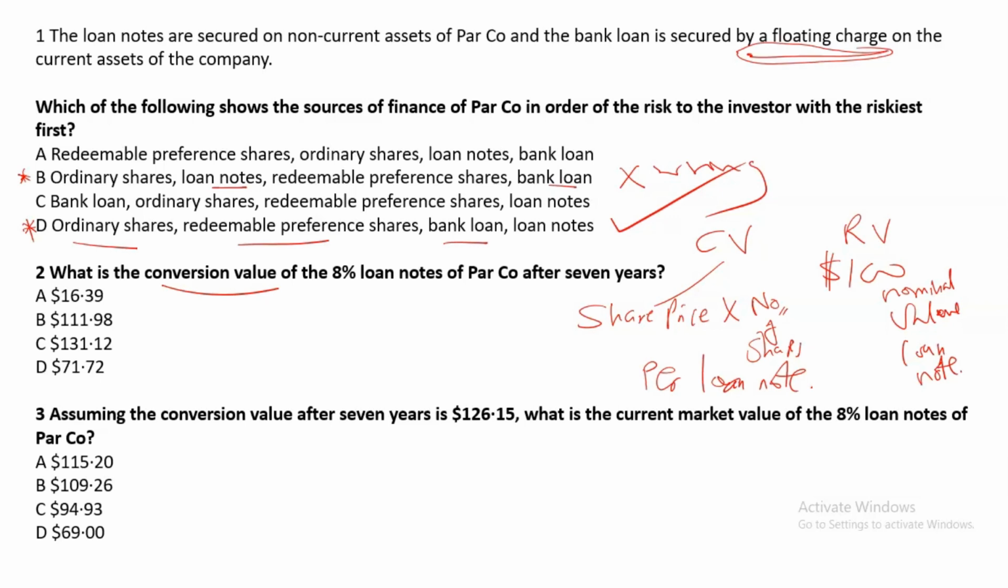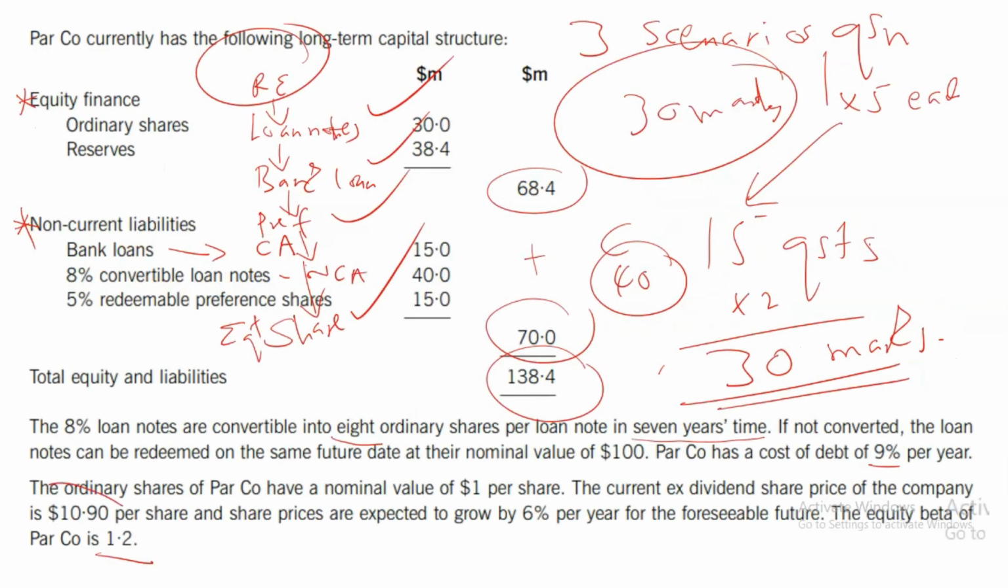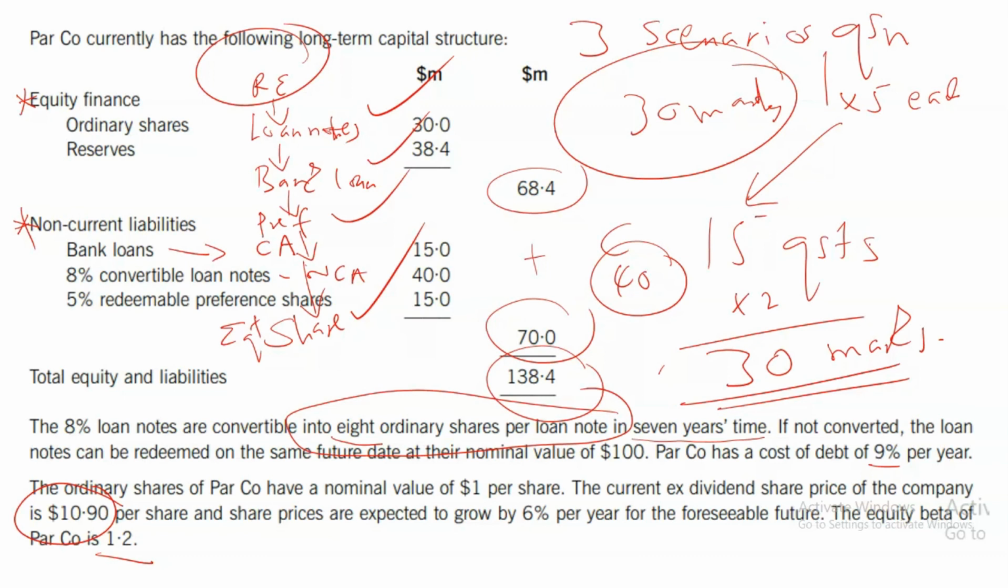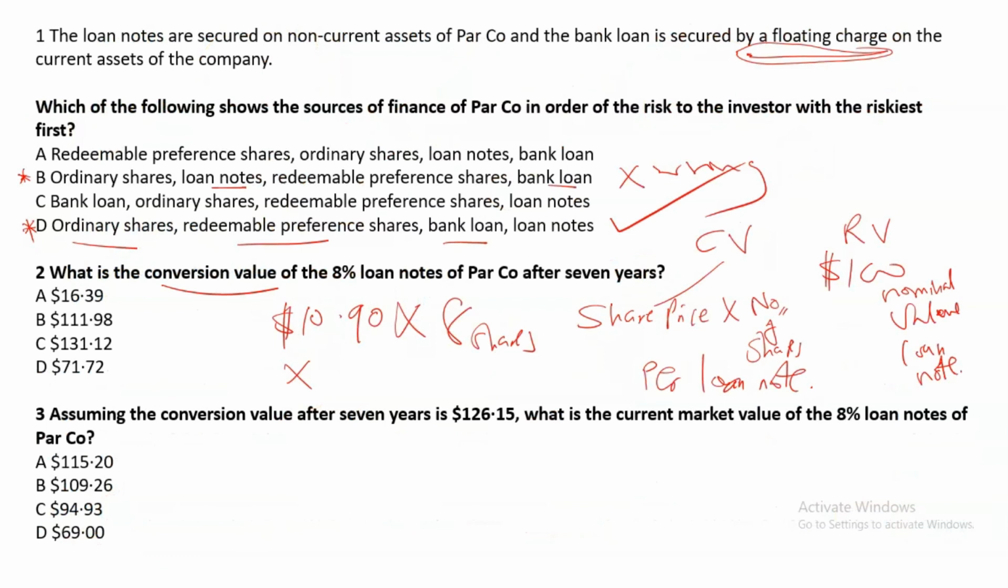So let us determine the share price in 7 years. We are told that the current share price today is $10.90, and we are going to have 8 ordinary shares per loan note. So $10.90 multiplied by 8 shares, multiplied by the increase. Remember, we are told that the share prices are expected to increase by 6% per year. So we multiply by 1.06 to the power n, where n is the number of years, in this case to the power 7.